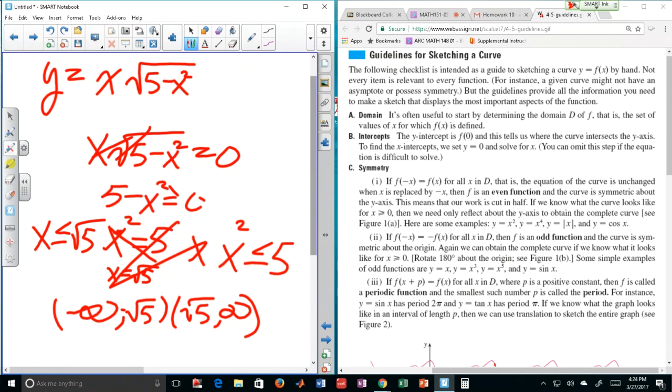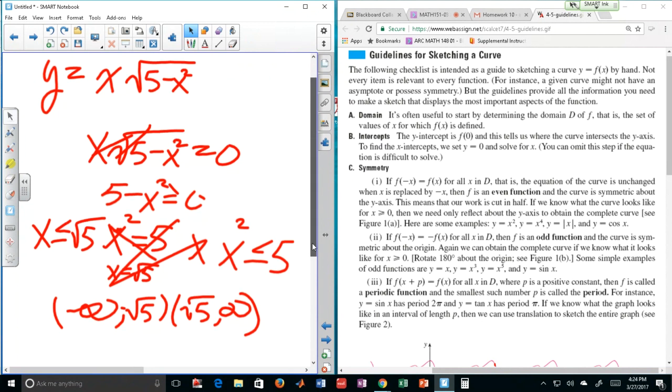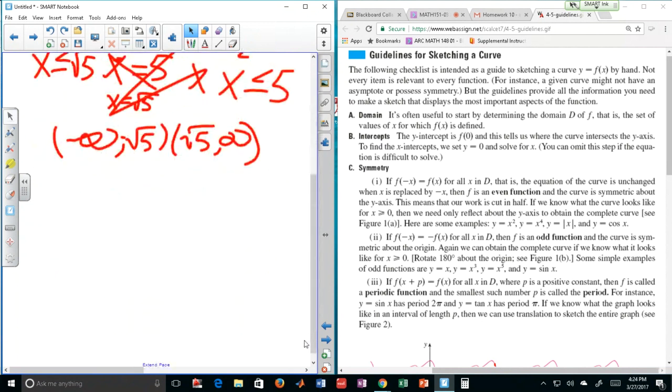I'm following what you did because you swapped it. So x squared has to be less than or equal to 5, and then the square root, yeah, x has to be less than or equal to the square root of 5. And that makes sense, right? Because if you would square it, then it'd be bigger than 5. Right. So we got less than or equal to 5.